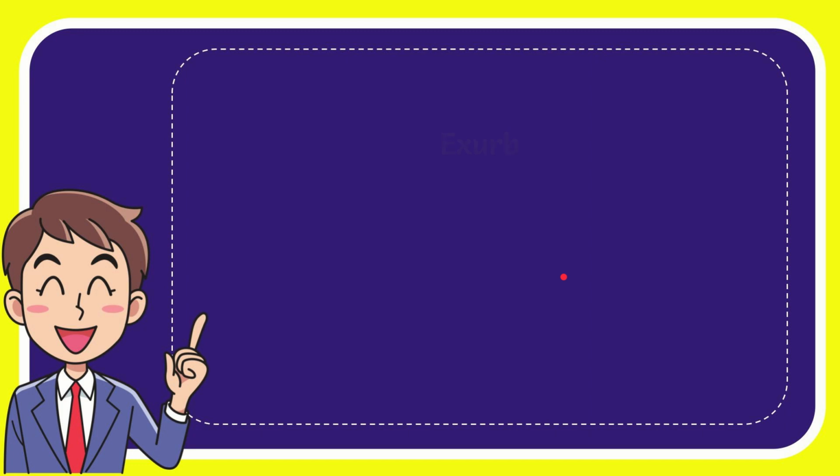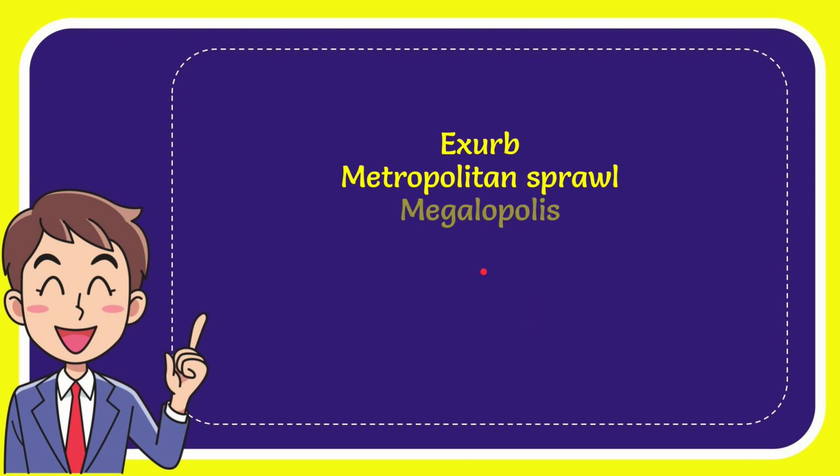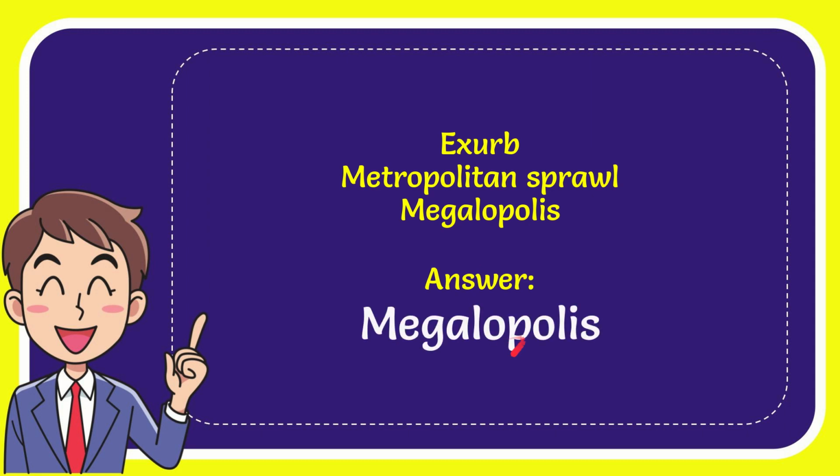And the correct answer for the question, I'll give you a list of the options, and here's the list of the options. The first option is exurb, the second option is metropolitan sprawl, the third option is megalopolis, and the correct answer for the question is megalopolis. What is the essence of the question?